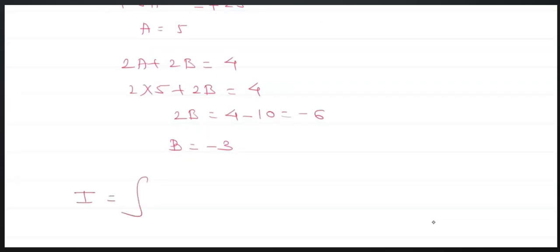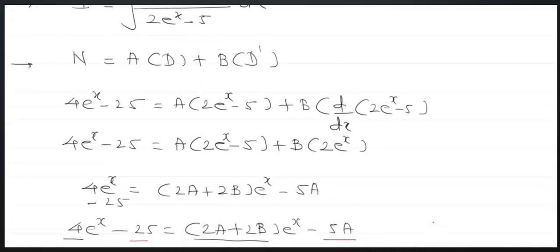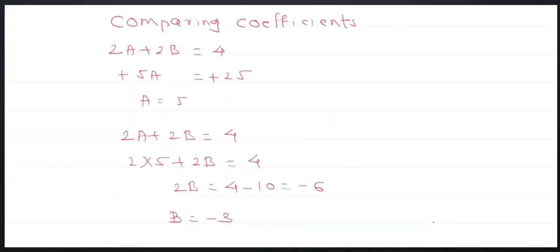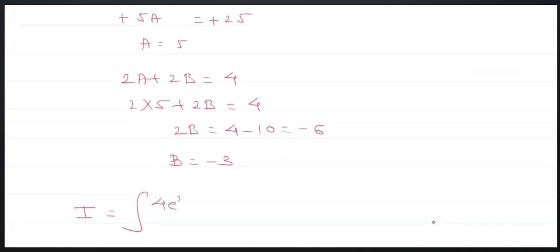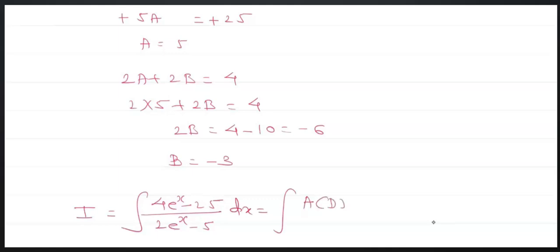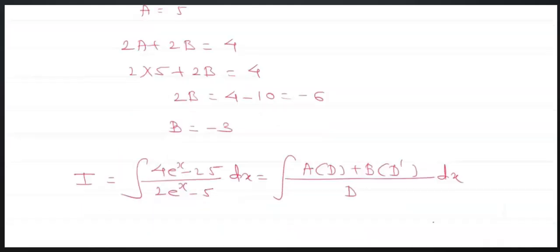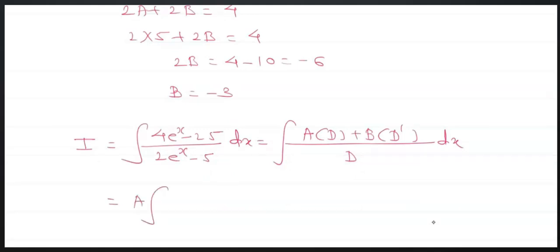Therefore, I is equal to the integral, let's say, of (4e^x − 25) upon (2e^x − 5) dx. Again, here the numerator is a times the denominator plus b times the derivative of the denominator. Therefore, a times the integral of D upon D dx, and split this up, b times the integral of D' upon D dx.